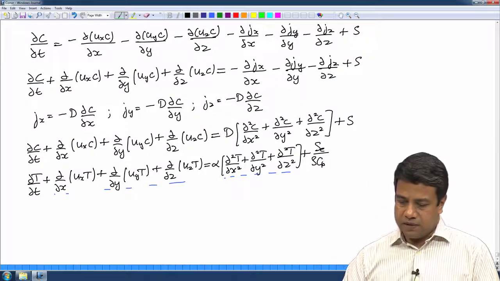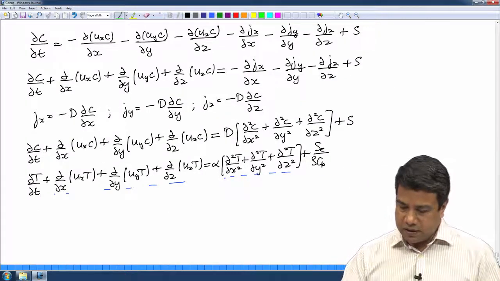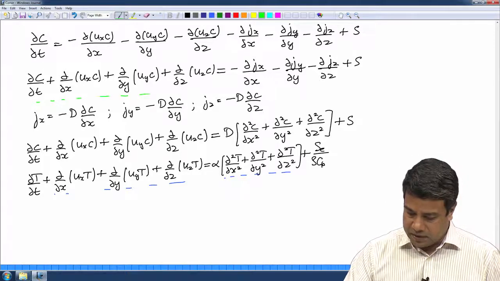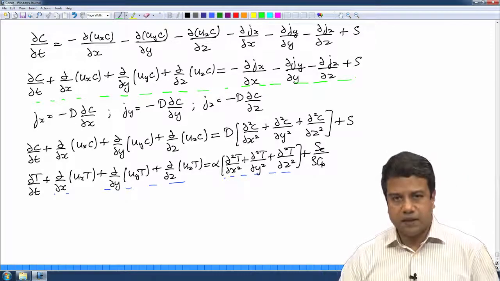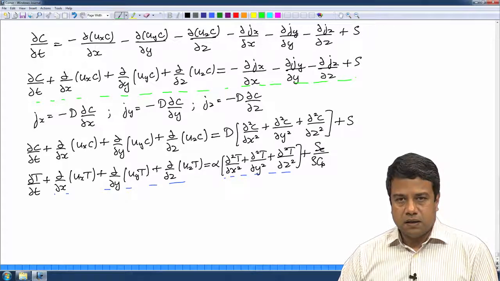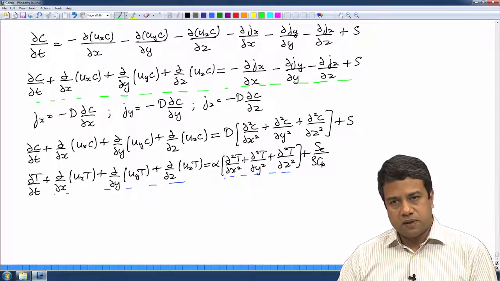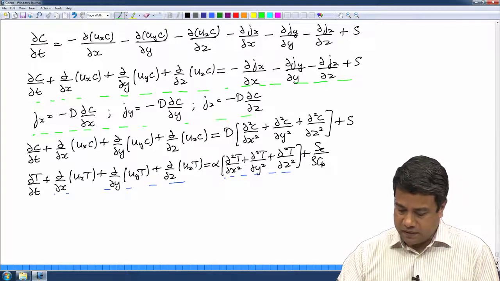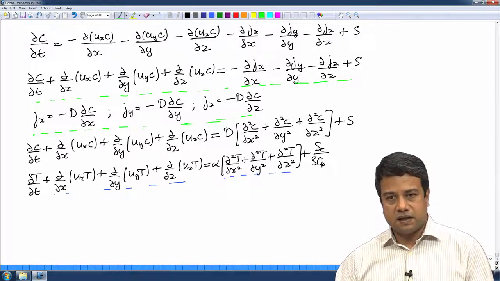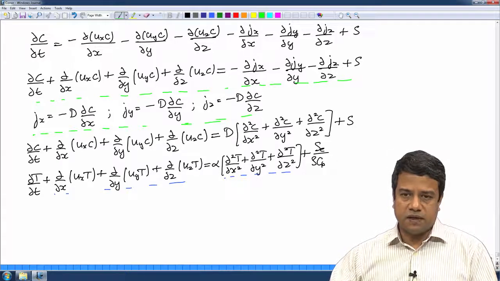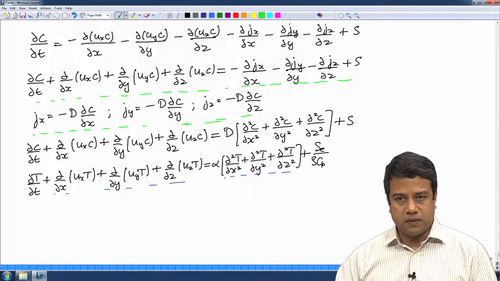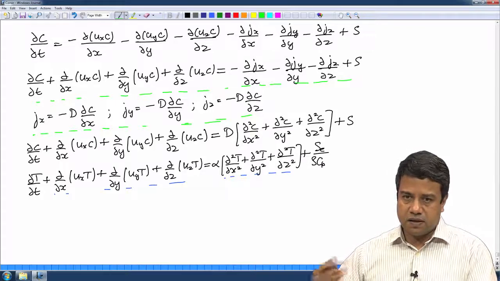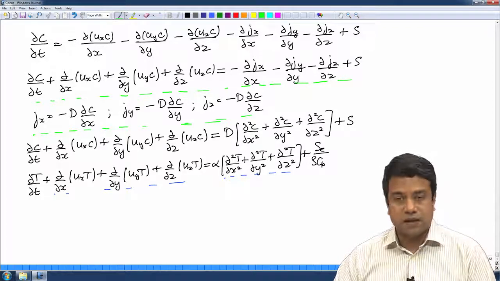I had expanded out the differential equation for you and written it in a slightly different form. And then I had substituted the constitutive relation, okay, in this case Fick's law for diffusion. The flux in the x direction is related to the concentration gradient in the x direction, flux in the y direction is related to the concentration gradient in the y direction, and similarly for the z direction.